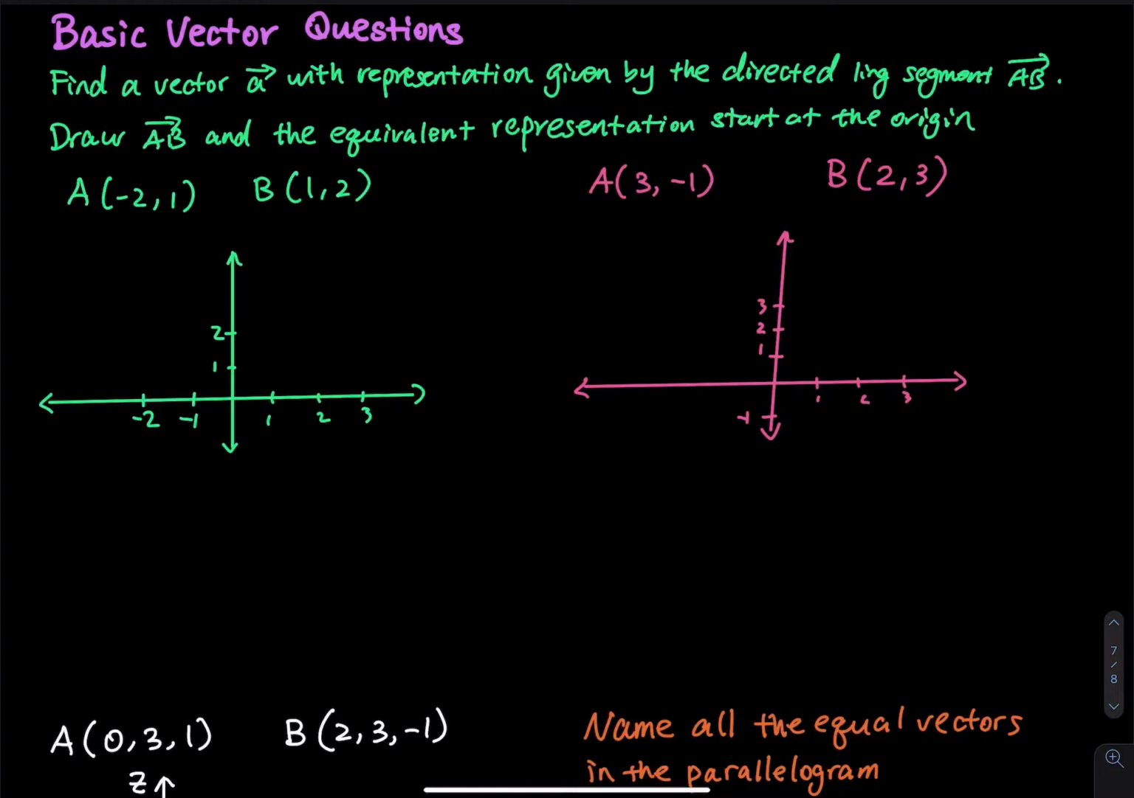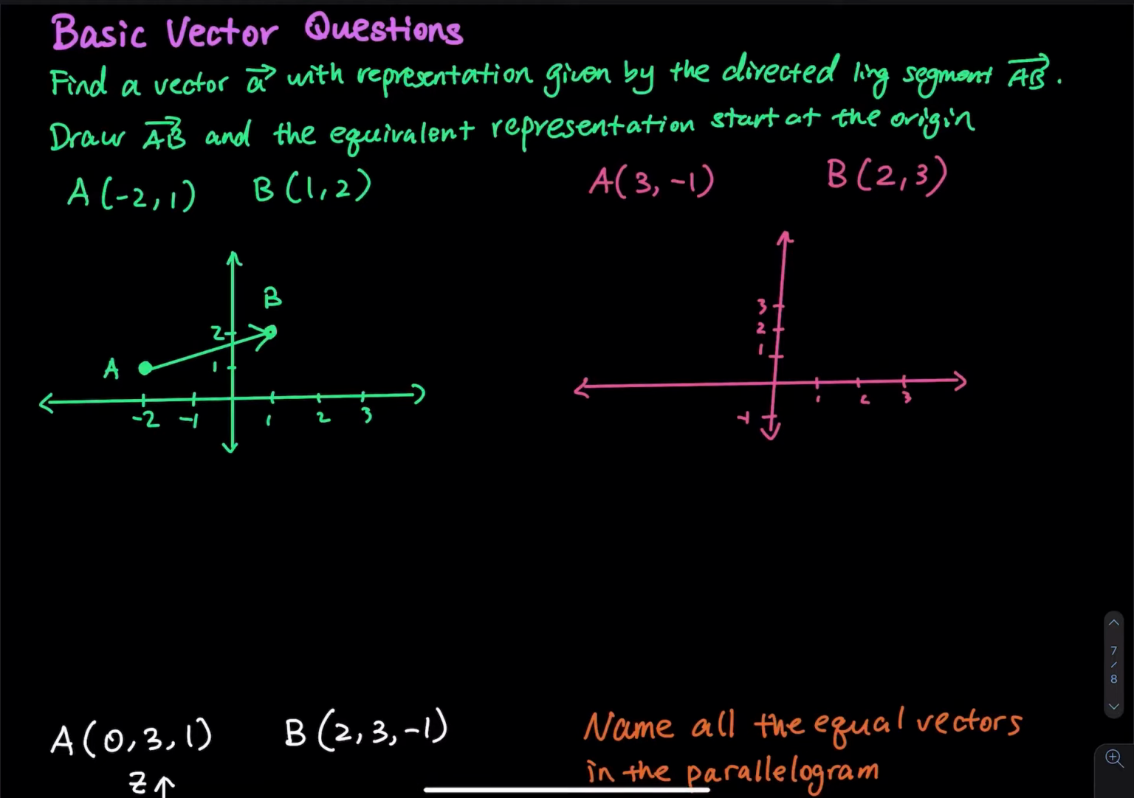So the starting point is negative 2, 1. I already prepared the graph for you. So negative 2, 1, the point is right here. So this is my point A. And then 1, comma 2, this is my point B. So for initial to terminal, this is my vector, right? This is my vector from initial to terminal.